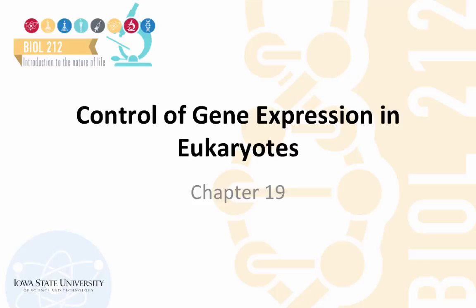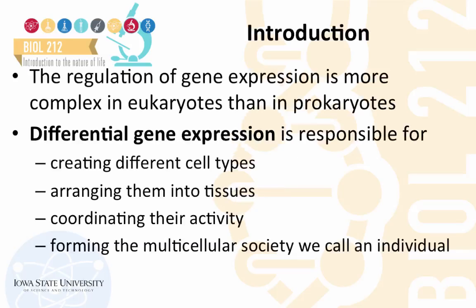In this video, we'll learn how gene expression is controlled in eukaryotes, specifically with respect to chromatin remodeling. The regulation of gene expression is more complex in eukaryotes than in prokaryotes. Differential gene expression is responsible for creating different cell types, arranging them into tissues, coordinating their activity, and forming the multicellular society we call an individual.